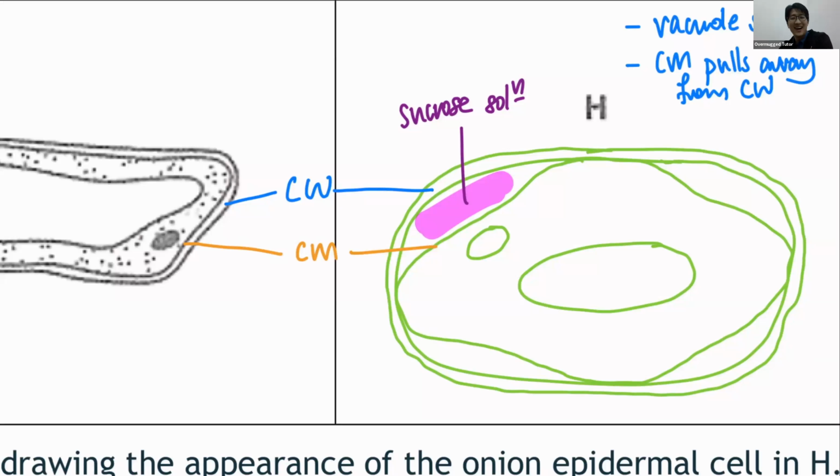Okay. Right. Sucrose solution cannot enter the cell membrane. I shared with you earlier on. Sucrose cannot pass through cell membrane. Okay, so why can it pass through the cell wall then? We are thinking of the property of the cell wall. What of the cell wall can allow the sucrose solution to enter, but the cell membrane does not allow? What property comes to mind?